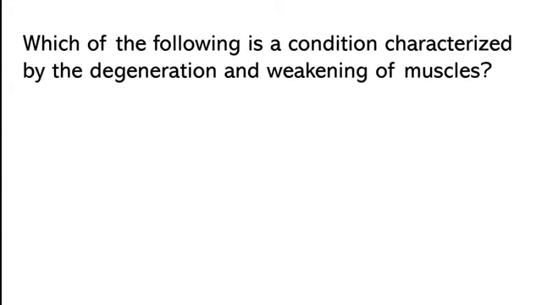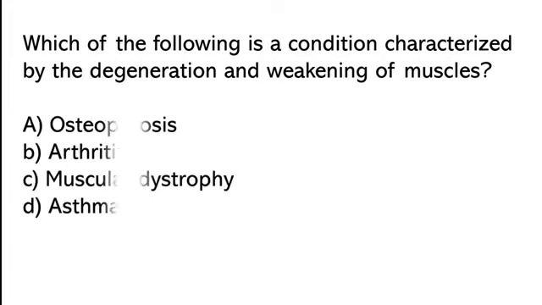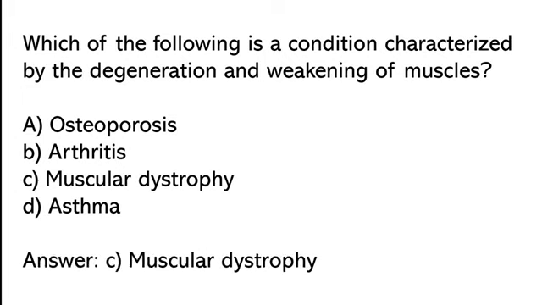Which of the following is a condition characterized by degeneration and weakening of muscles? Osteoporosis, arthritis, muscular dystrophy, asthma. So the correct answer is option C, muscular dystrophy.